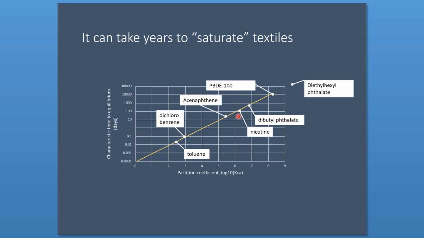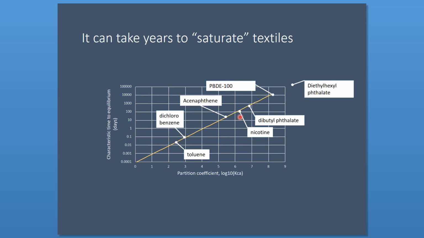We can also look at it in terms of time. It takes about 100 days for nicotine to essentially equilibrate with the air around it. It's got so much capacity that if you want to change the amount of nicotine in carpet by opening windows and such, it's going to take a very long time for that to occur. That's basically what this chart is saying, this characteristic time analysis.